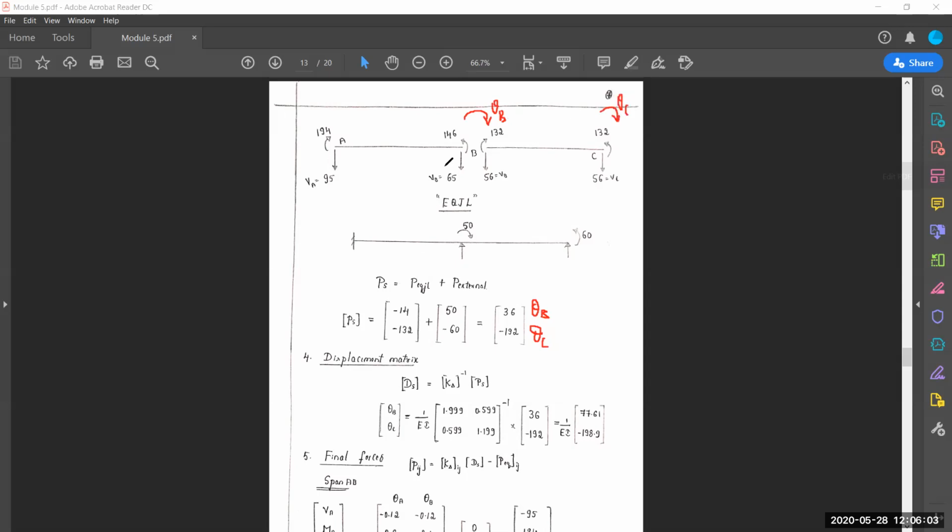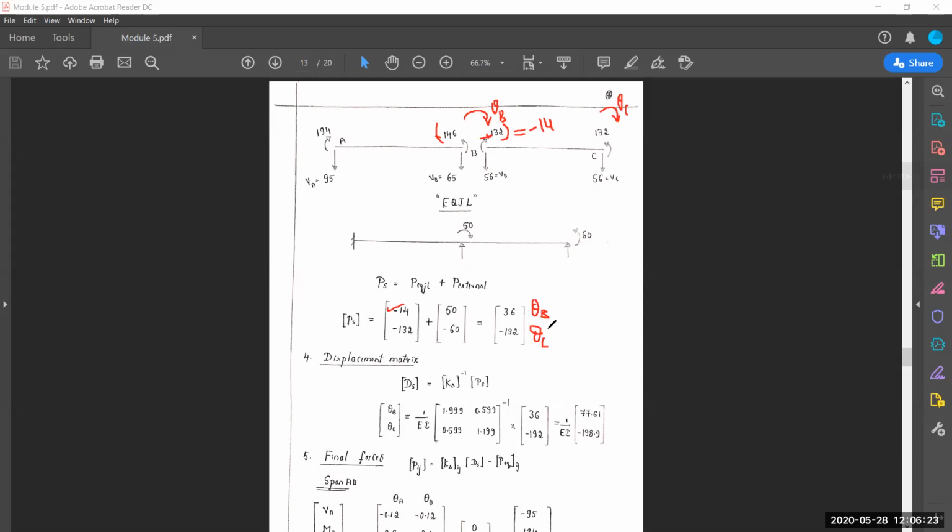Correct? No? So check now. How much is it? Minus 146 anti-clockwise plus 132. How much are you getting? Minus 14 equals minus 14. That's what I have written here. So it's correct now. Which is the next position?